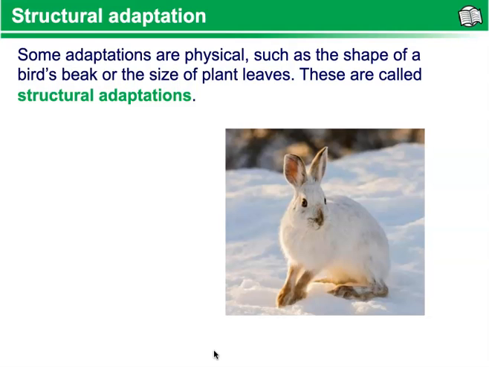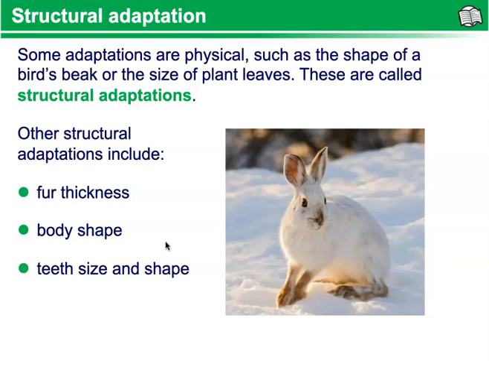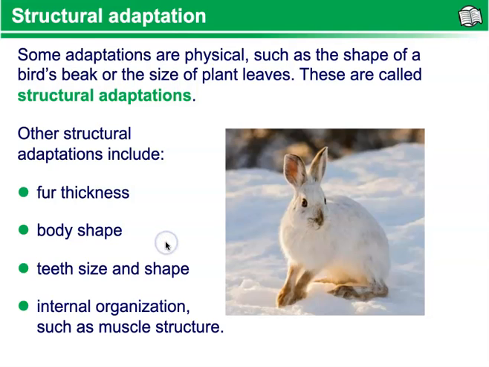Some adaptations are physical, such as the shape of a bird's beak or the size of plant leaves. These are structural adaptations. Other structural adaptations include fur thickness, body shape, teeth size and shape, and internal organization such as muscle structure.